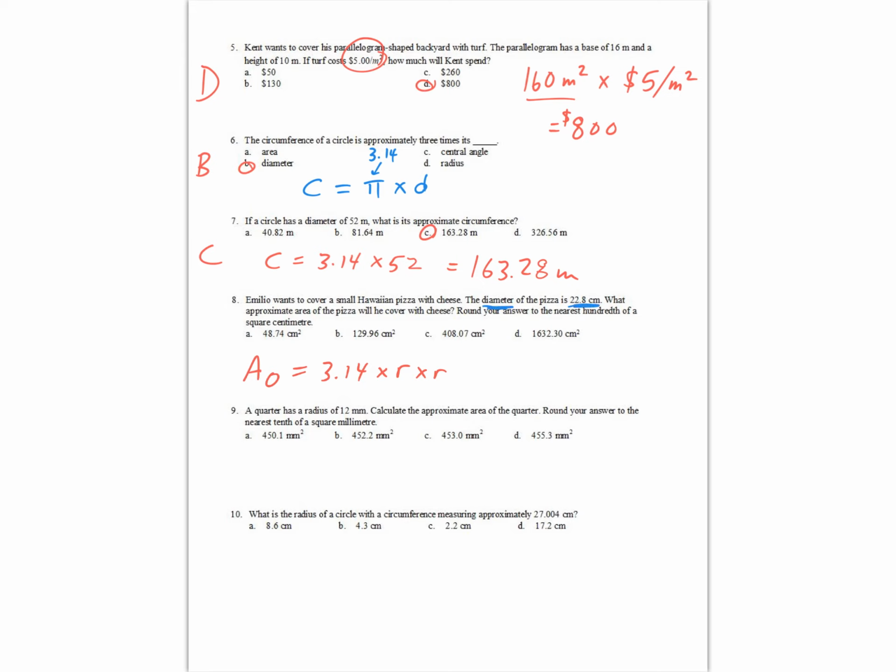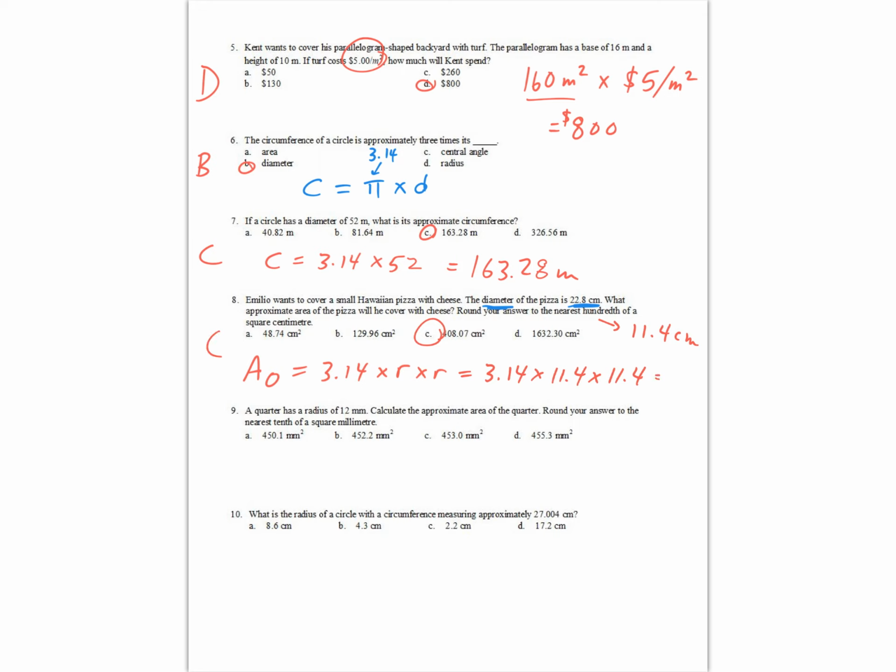Here they gave us the diameter, okay? And we know the diameter is 2 times the radius. So in our formula, we're not going to use the diameter here. We're going to use half of it, okay? So half of the diameter here is 11.4 centimeters. So essentially we're going to go pi 3.14 times 11.4 times 11.4, and we get, quick number crunch, 408.07. So the answer is C.